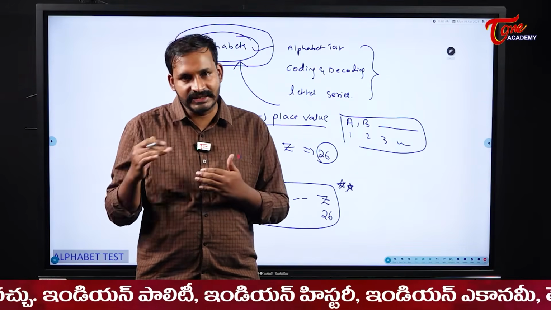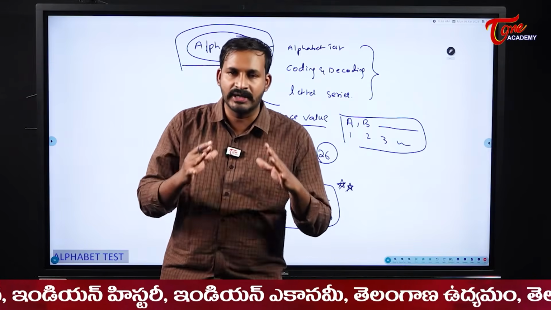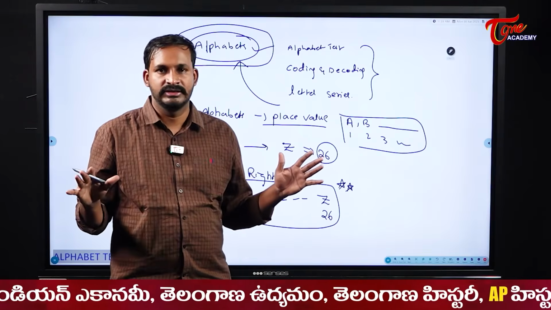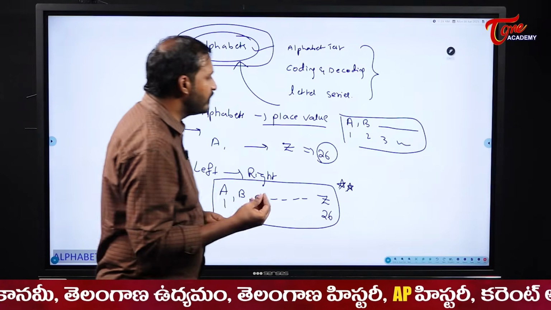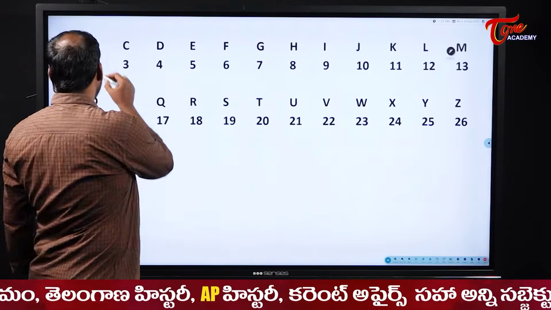So to avoid such situations in the examination hall, definitely we should know the place values of alphabets directly. You should remember it at any cost. Now we will see how to remember those place values accordingly. Now see here, students, I have written the alphabets from A to Z.